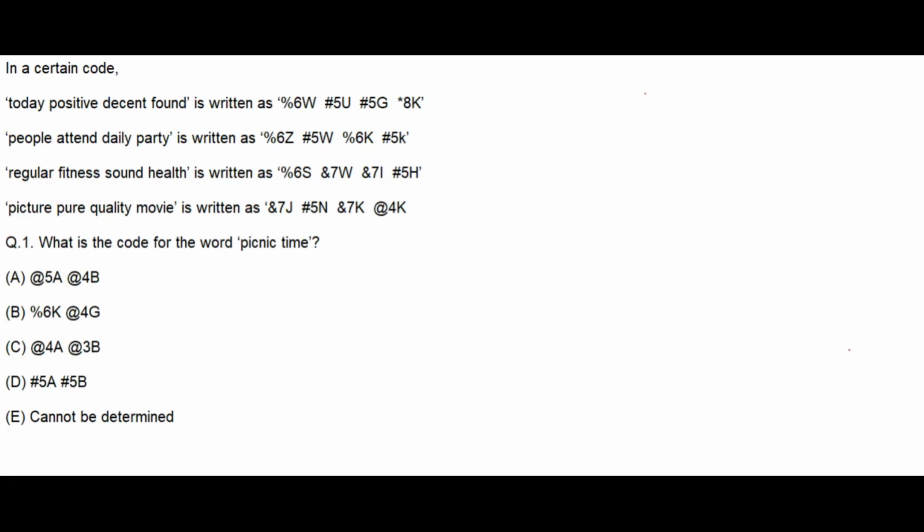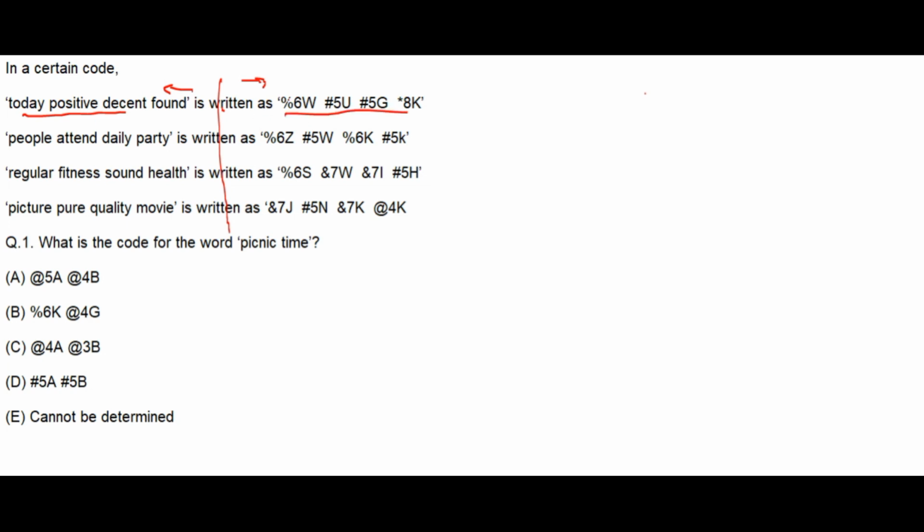So in this session we are going to discuss high level questions which are based on the new pattern. In this question we can see that two parts are given. One is the sentence and the second one is the coded part. In the second part you can see that four words are used and each word is coded with a different part.